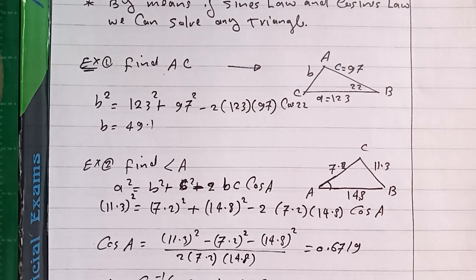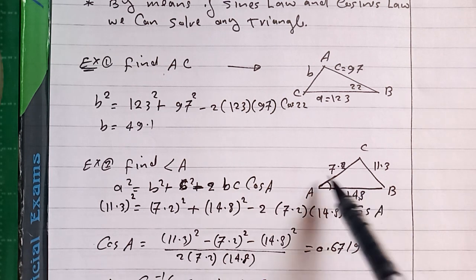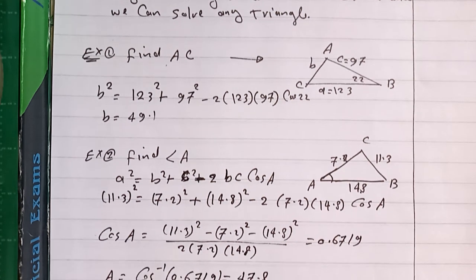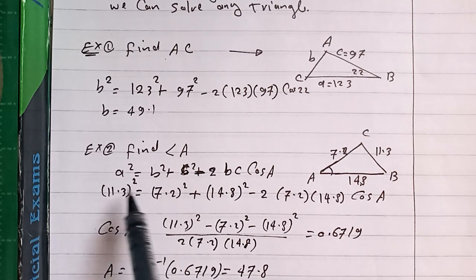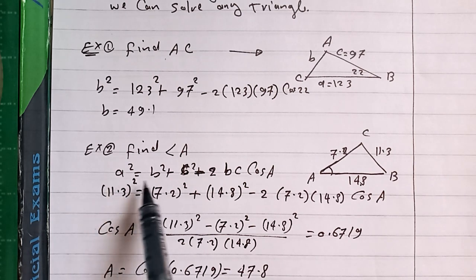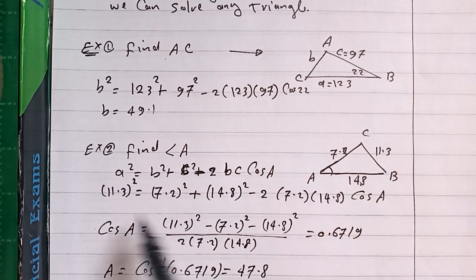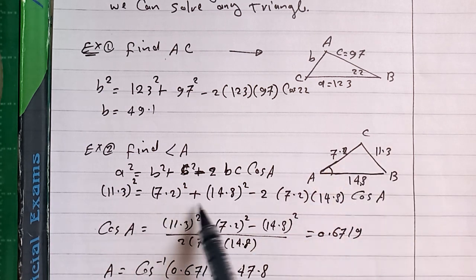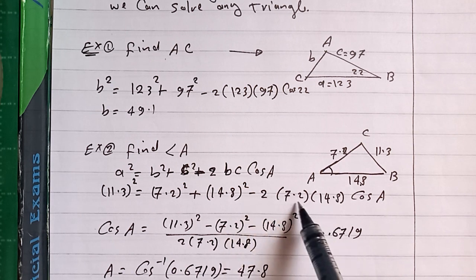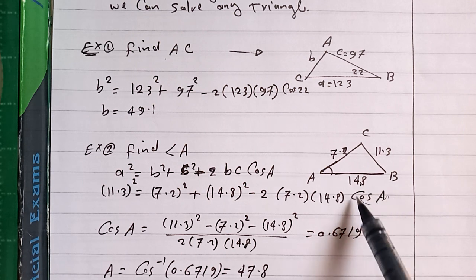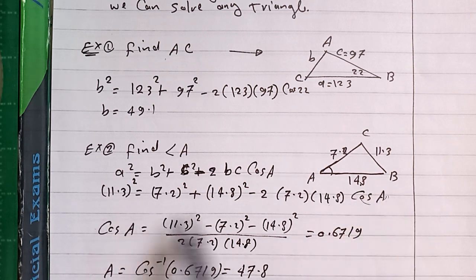The second usage of this law is to get an angle if you know the three sides. Look, I know the three sides here. I want to get angle A. So you can say that A squared equals B squared plus C squared minus 2BC cosine A. This means this number squared equals the other two numbers squared minus 2 times the same two numbers without squaring, cosine A. And now I want to get cosine A. This is the missing part, but all this is given.